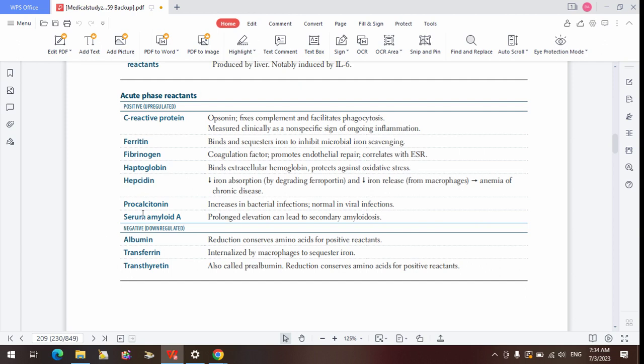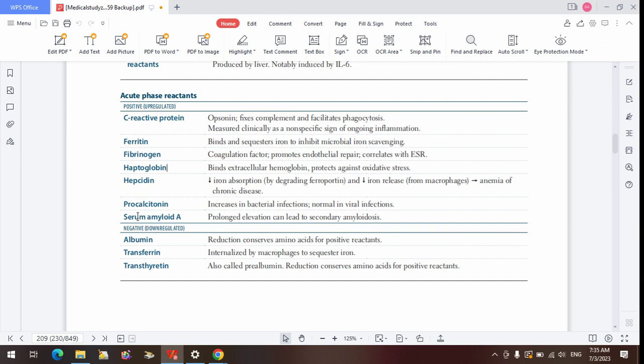The reason why procalcitonin and serum amyloid A are elevated is not actually clear, but both of them can be elevated in inflammation. Procalcitonin is particularly elevated in bacterial infection. It is normal in viral, so you should pay attention to that. Procalcitonin is increased in bacterial and normal in viral.